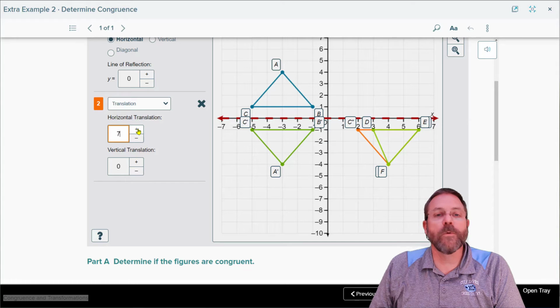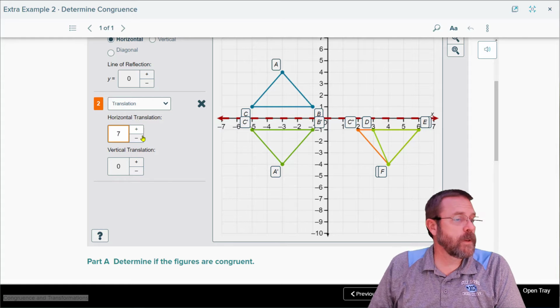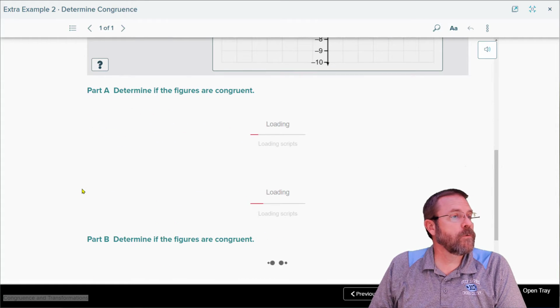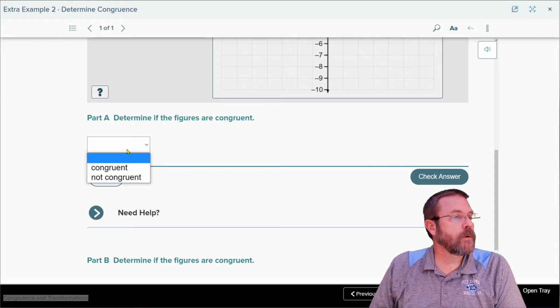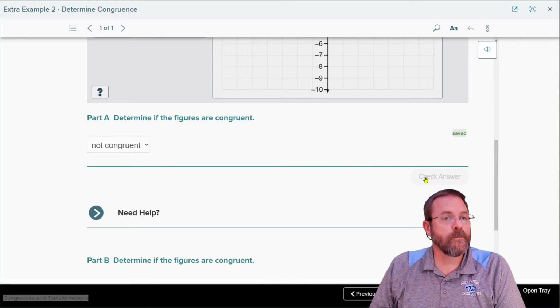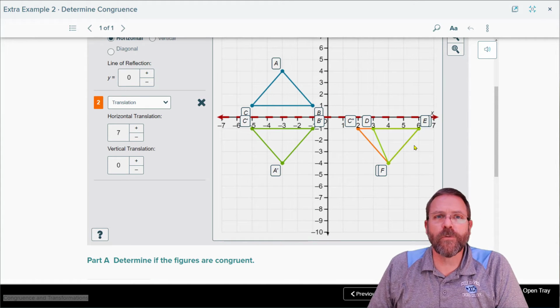And when I do, what do we find? We find that our two triangles are not going to be congruent. So from here, we're going to scroll down, and we're going to say that the triangles are not congruent. Check our answer. That's all there is to do in these.